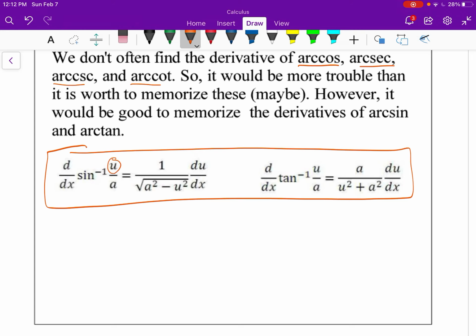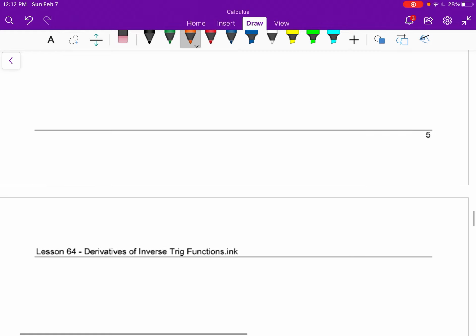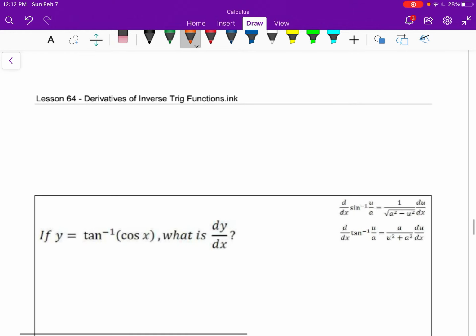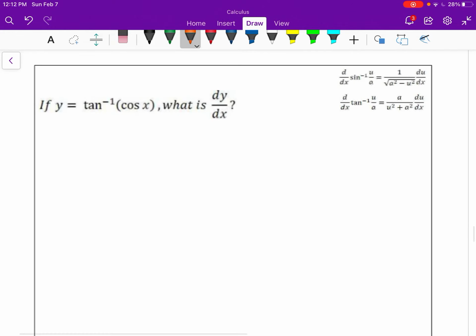Now notice here there's a u here, instead of the 1 or the x, because that could actually be a function, and we would have to use the chain rule. So let's take a look. So inverse tangent, y equals inverse tangent of cosine of x. What's dy dx? I know you don't have these memorized yet, but there they are.